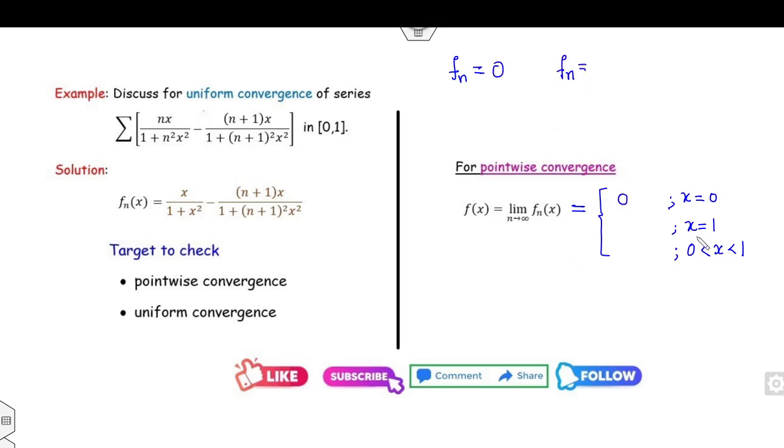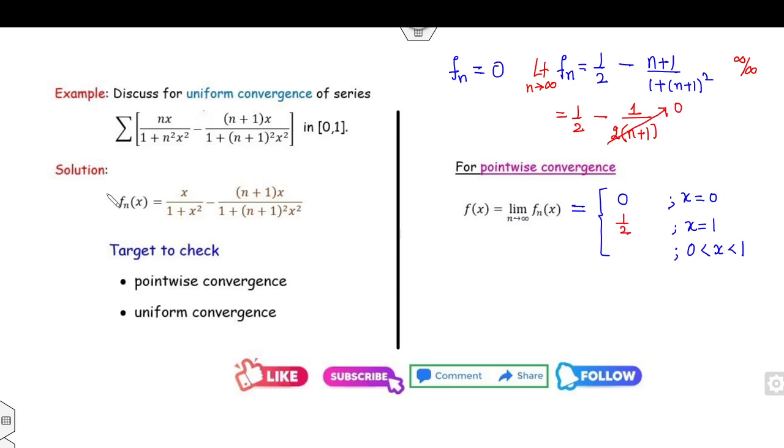What is the value of f_n if x is equal to 1? 1 over 2 minus n over 1 plus n square. Now if you take the limit as n approaches infinity, this is half. This is my infinity by infinity form. I can apply L'Hopital's rule. It's 1 over twice n plus 1. Clearly, this will go to 0 as n approaches infinity.